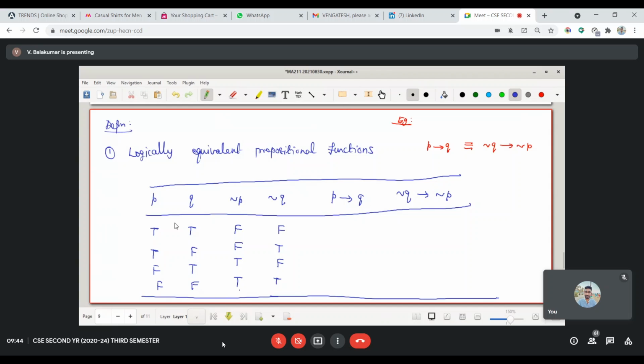P implies Q, that I have already discussed. If Q is true, that will be implied always. If this is okay, this is not agreeable. Not Q implies not P. Whether this gives that or not, that thing we have to check.